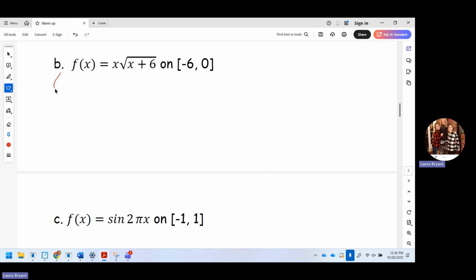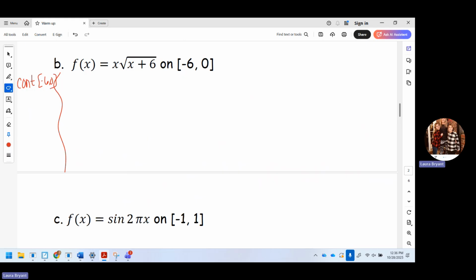Okay, so first thing I'm checking is, do we have something that's continuous? Then is it differentiable? And then f(a) and f(b). So I'm checking right now, continuous from -6 to 0. That's what I'm gonna look up first.